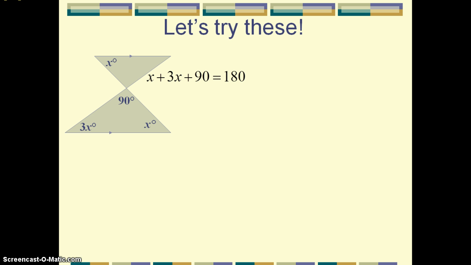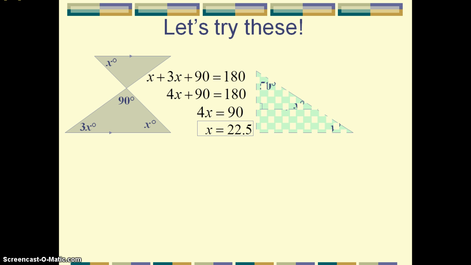So I have x plus 3x plus 90 is equal to 180. I combine like terms, subtract 90 from each side, and divide by 4 to get x is equal to 22.5. Do not think you did something wrong just because you got a decimal point. Decimal points happen all the time.